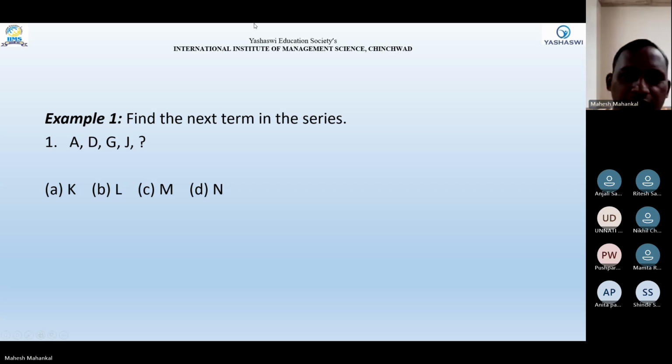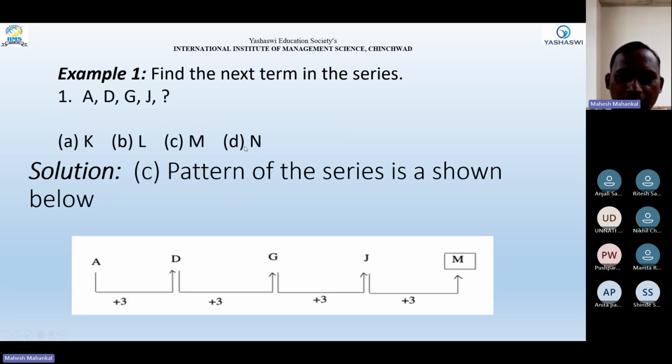Tell me, students. You have to do this hands-on. Then only you are able to understand what exactly the number series or series completion chapter is. Clear? What comes next, students? M. Okay, M is the correct answer. In the examination also they are going to give you rough paper. You have to use that rough paper.